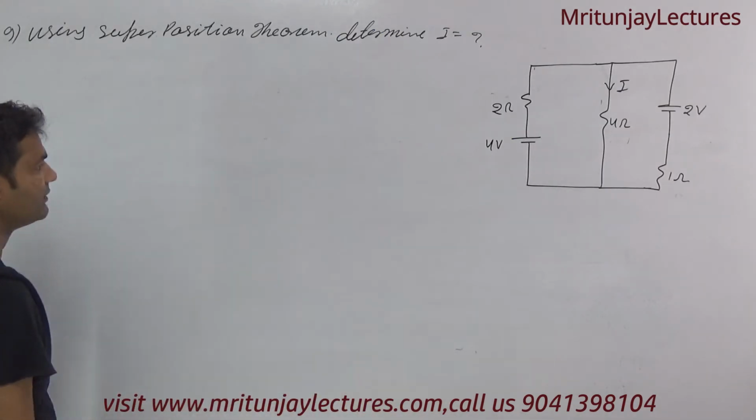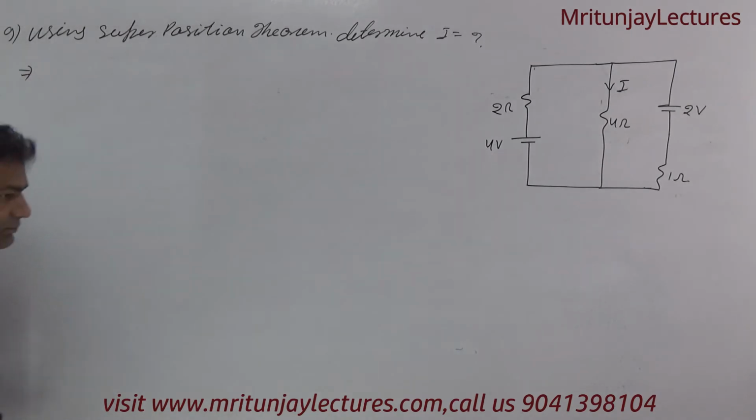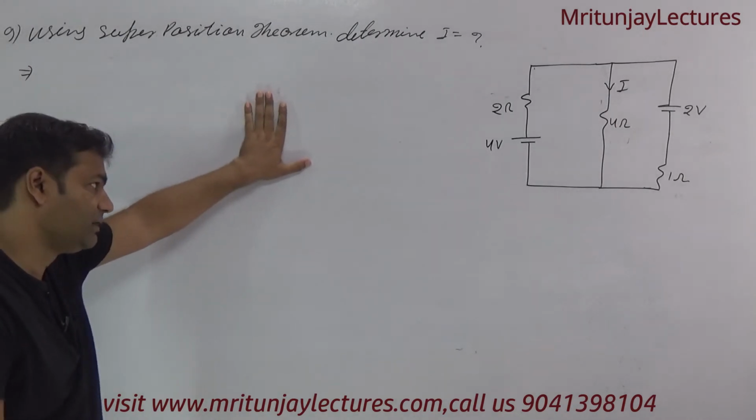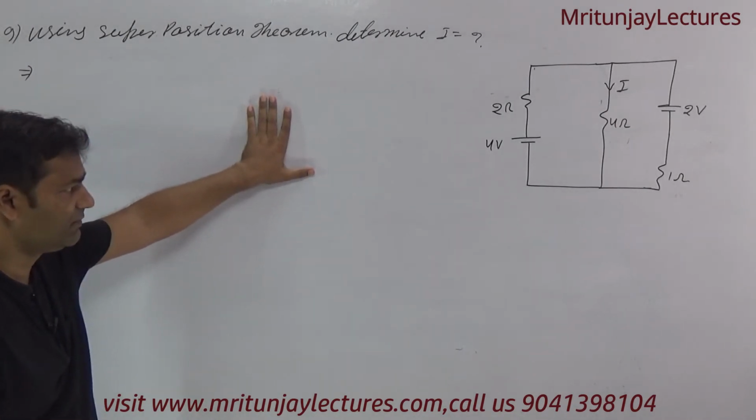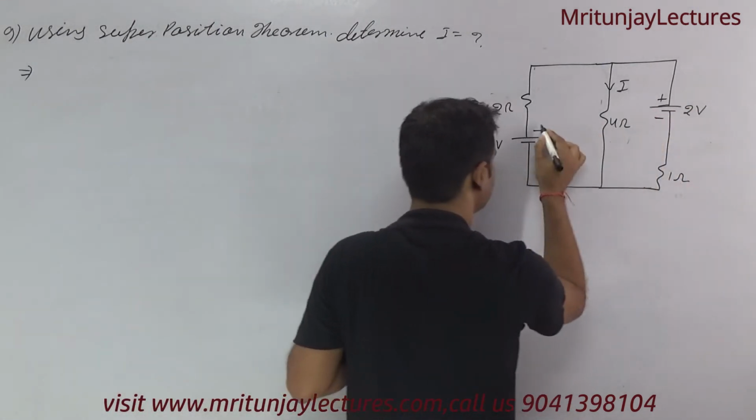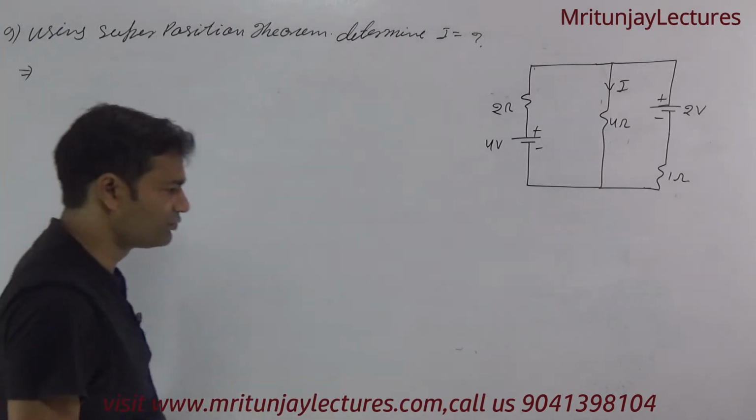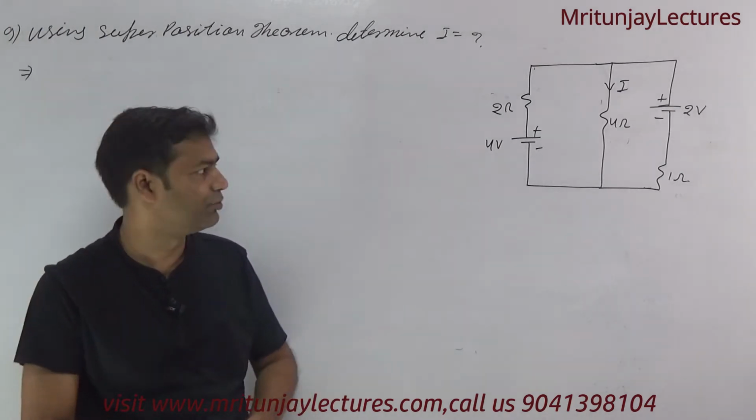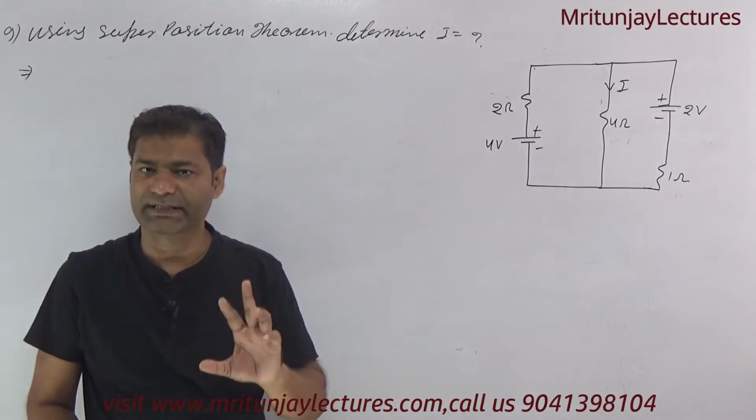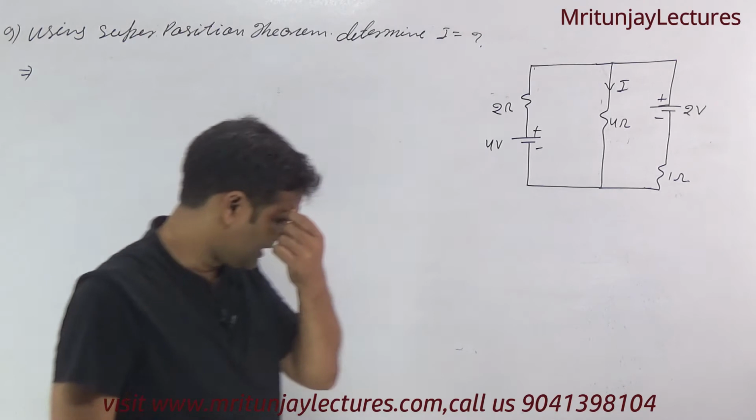Now how can we do it? First of all, it is clear what our motto is. Our motto is to determine the current in the 4 ohm resistance using the superposition theorem. Battery plus minus, this one is plus minus. I know that using the superposition theorem, there are 2 voltage sources, this one and this one. So if one voltage source is active, then the other sources are deactivated. Except one, none is working.